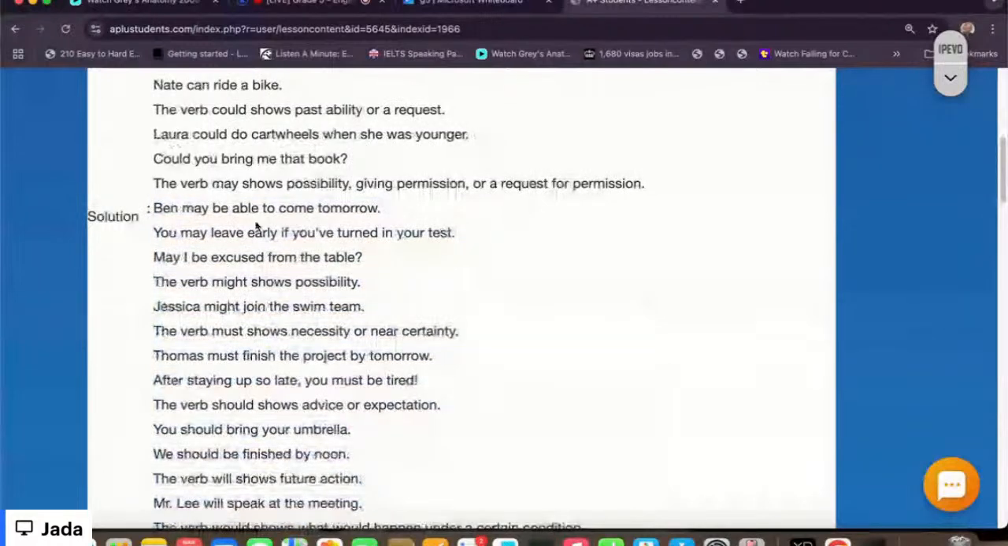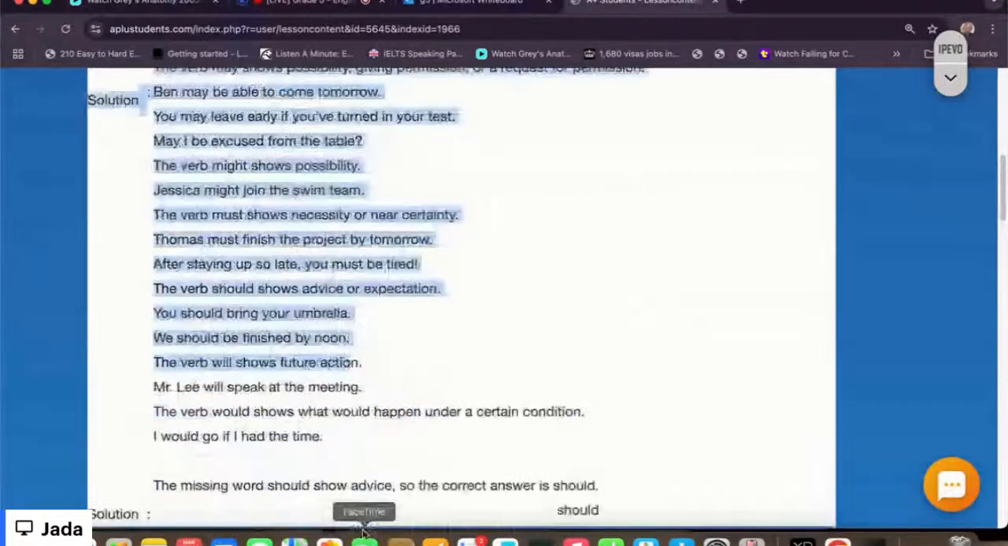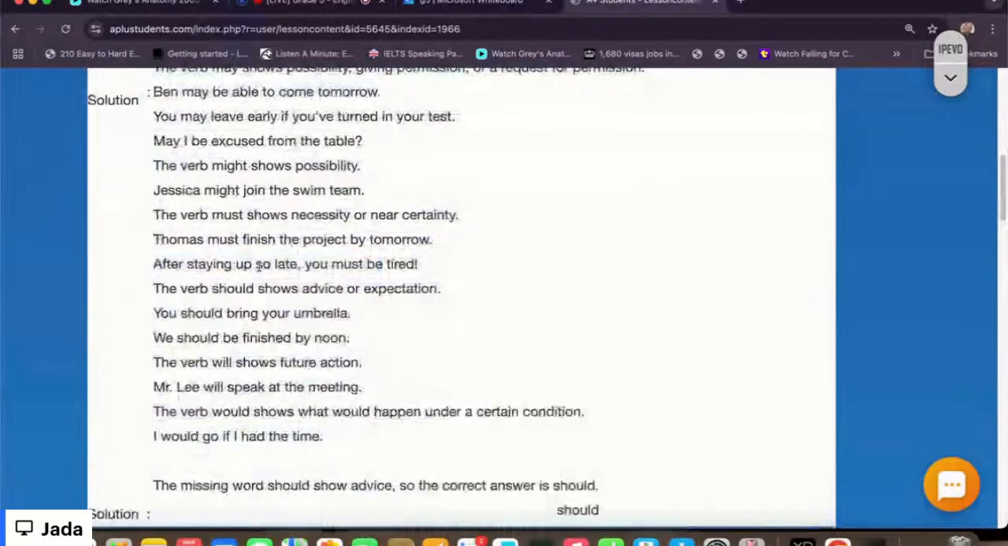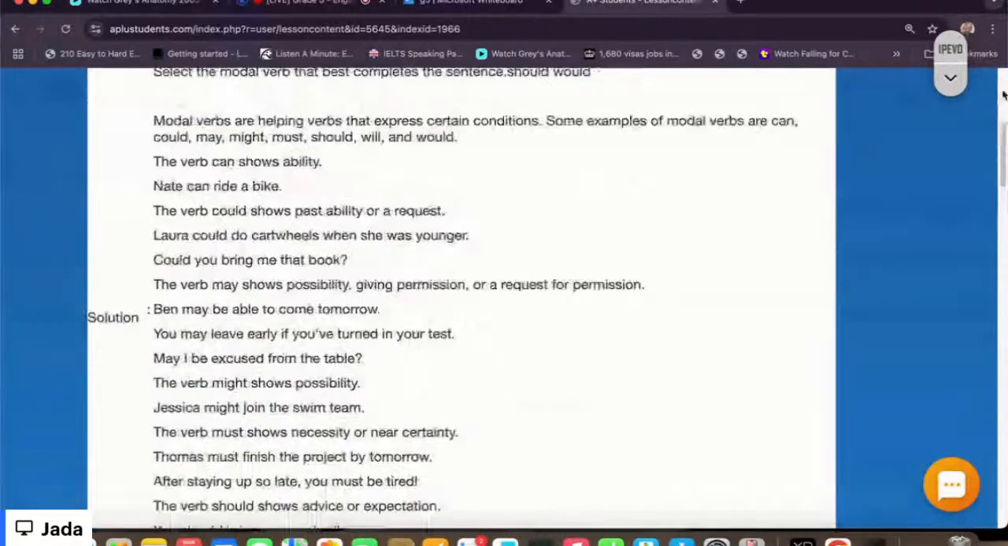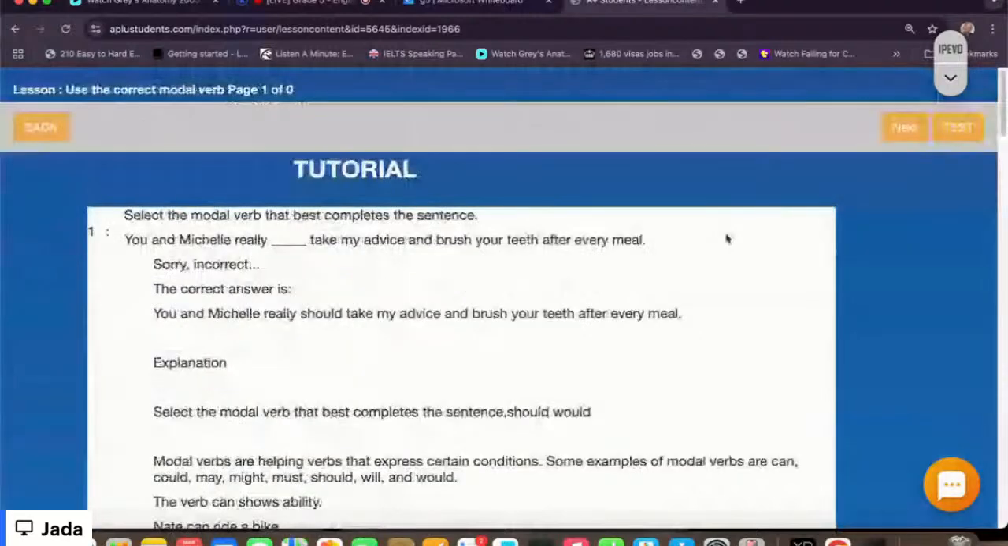We have might, which shows possibility. We also have must, that shows necessity or a near certainty. So we have should, that gives advice or expectation. Will, that shows future actions. And would shows what would happen under a certain condition. So it's telling us that something could happen in a very specific condition.